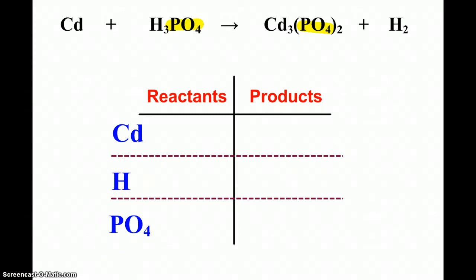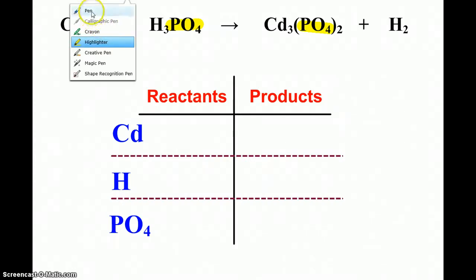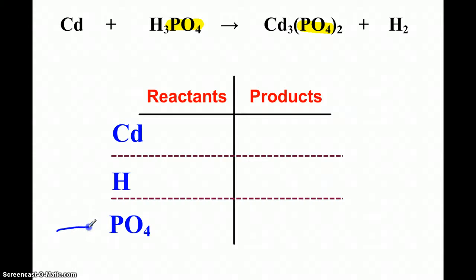Now sometimes the polyatomic ion will come apart or be built in a reaction, and then you can't do that. But if you see the polyatomic ion on both sides, keep it as one entity. And then my second hint is start by trying to fix that polyatomic ion. So going in, I've got 1 cadmium, 3 hydrogens, and 1 phosphate. Coming out, I have 3 cadmium, 2 hydrogen, and 2 phosphate.